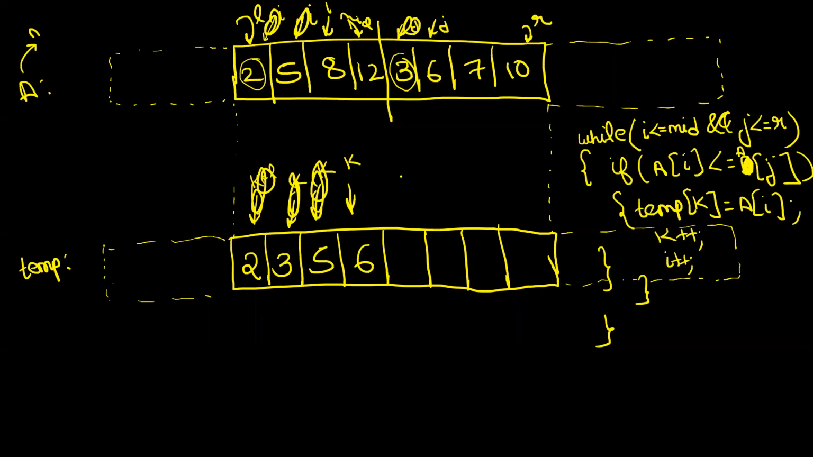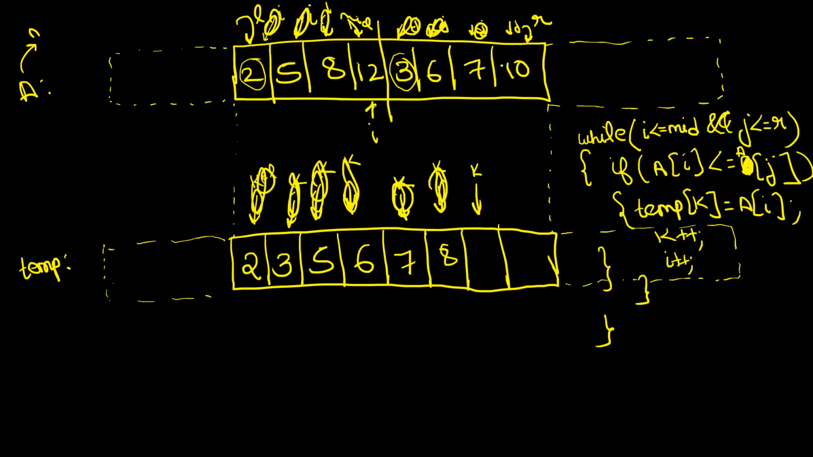Again, I and J are valid indexes. So I compare 8 with 7. 7 is lesser. Write 7 here. Move K forward. Move J forward. Okay. Again, both I and J are valid indexes. What should I do? 8 is lesser than 10. So I write 8 here. Move K forward. Move I forward. I comes here. Okay. I and J are valid indexes.